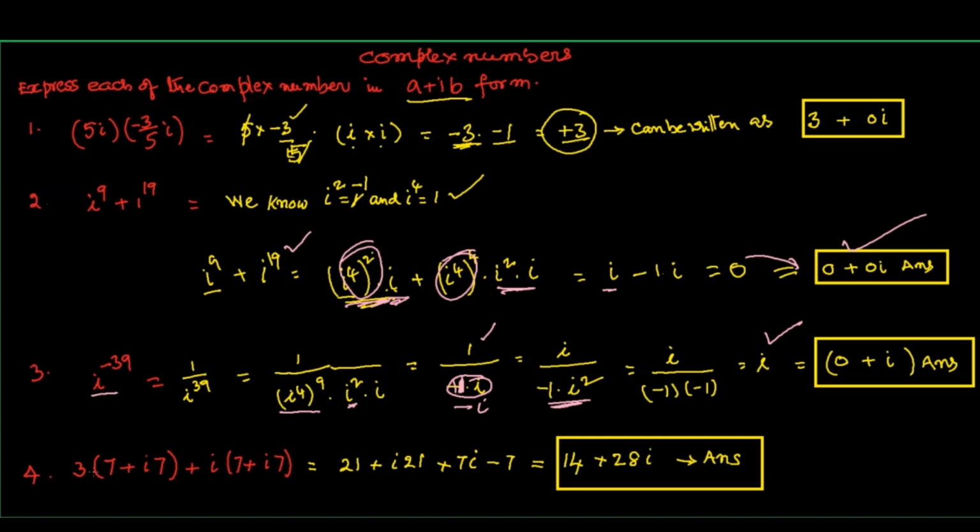Now let's go to the fourth problem. 3 times (7 plus i7) plus i into (7 plus i7). So 7 3s are 21, and 7 3s are 21i, plus 7i minus 7. 7i times i: i square means -1, that becomes -7. So 21 minus 7 is 14. 21 plus 7 is 28. So 14 plus 28i is the answer.